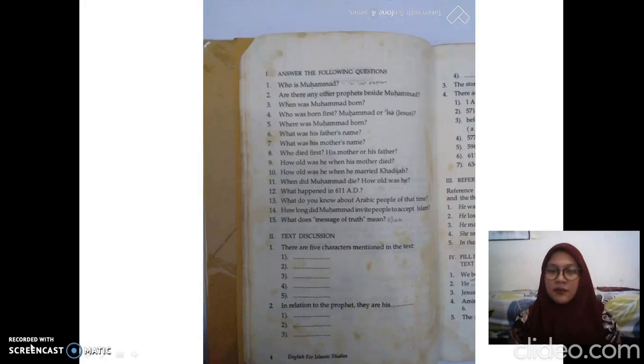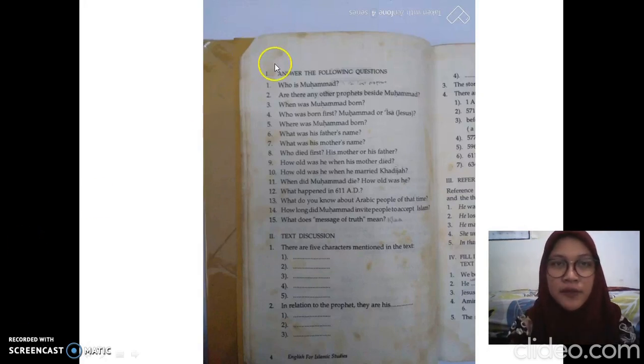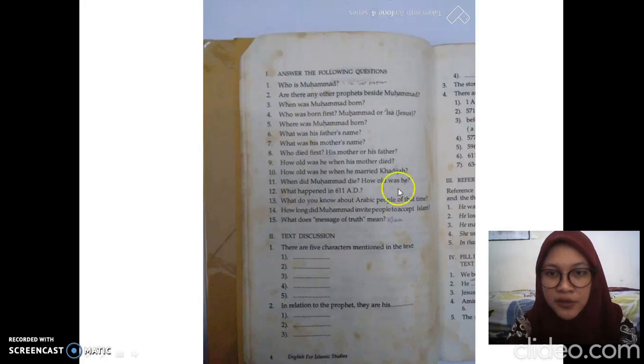And then the next page consists of some exercises which talk about the previous text, like on the screen. Answer the following questions. So this is the first type of exercise: answering the following questions, like who is Muhammad? Are there any other prophets besides Muhammad? When was Muhammad born? And so on, until the 15th question.